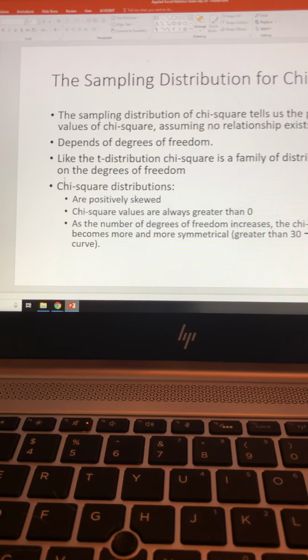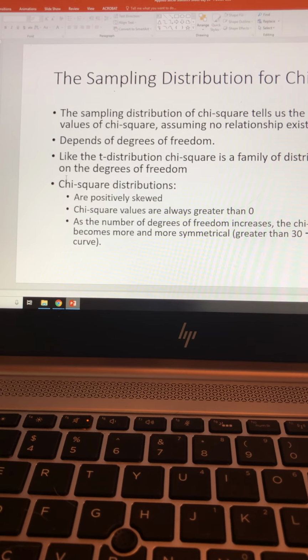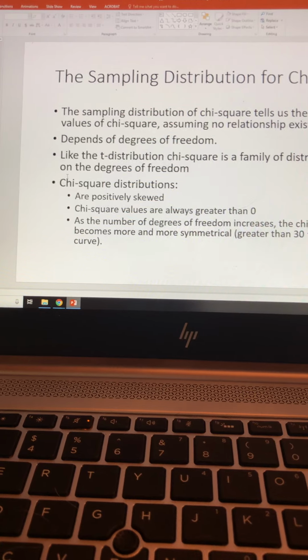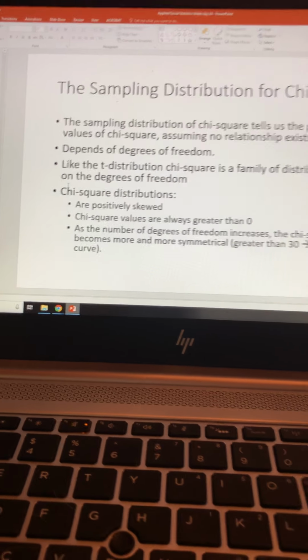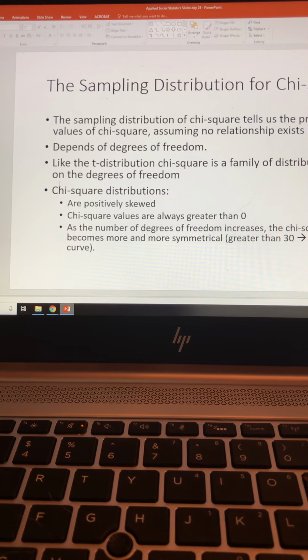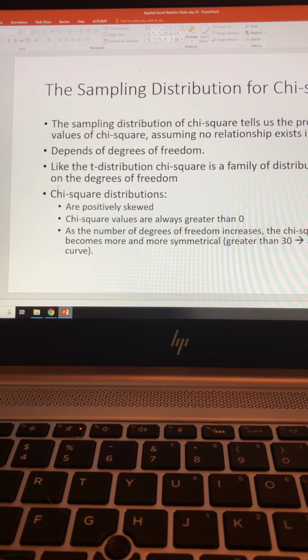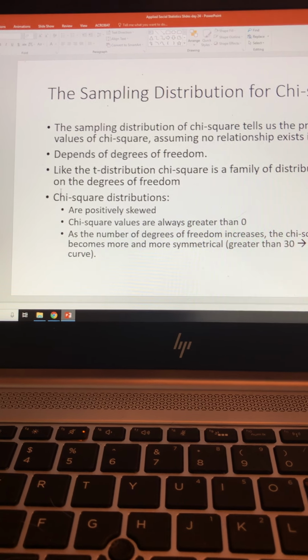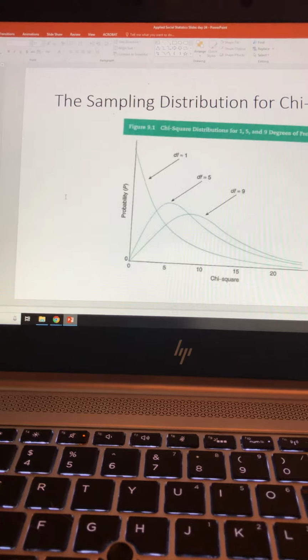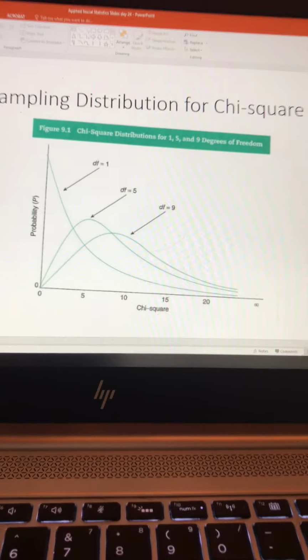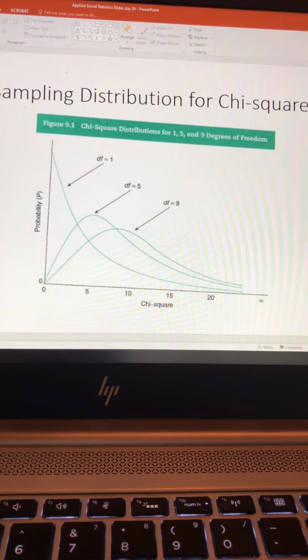So just like the t, the chi-squared is this family of distributions, and it's dependent on the degrees of freedom. So a couple things about the distributions themselves. They're positively skewed. They're always greater than 1. And as the number of degrees of freedom increases, the chi-squared distribution approaches normality. So take a look here. Like I said, it's a family of curves similar to the t.